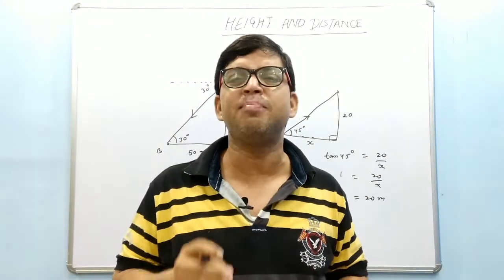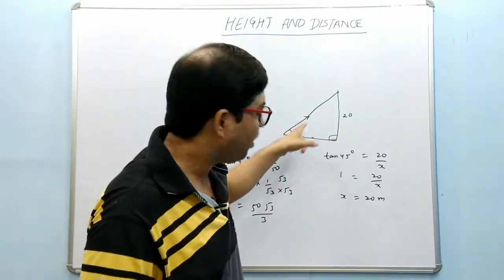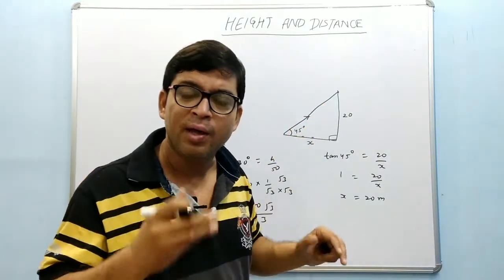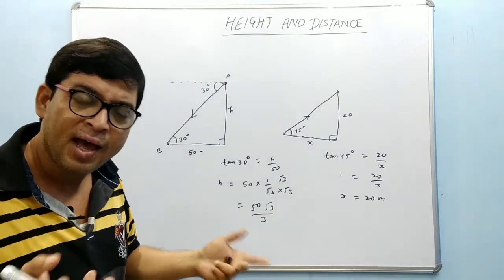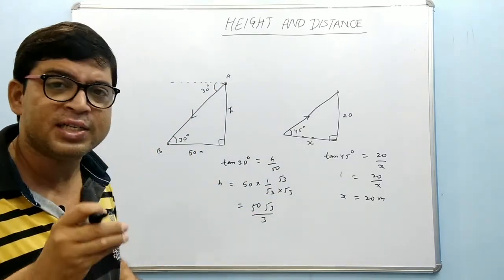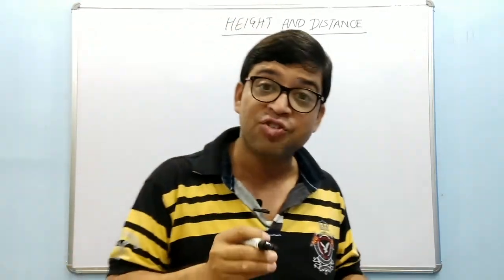That is a very simple application of height and distance problems. Angle of elevation, how is it formed? Line of sight, horizontal. Angle of depression, again line of sight and horizontal. Now we will see some particular problems. All the time we won't be getting a single triangle.